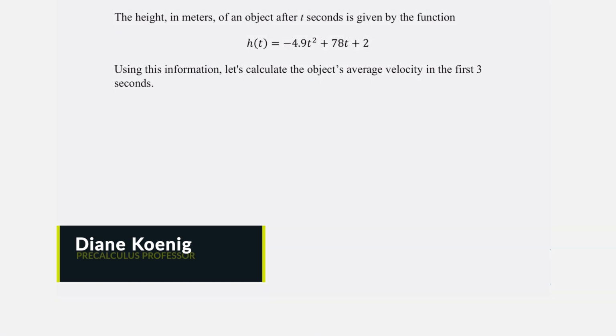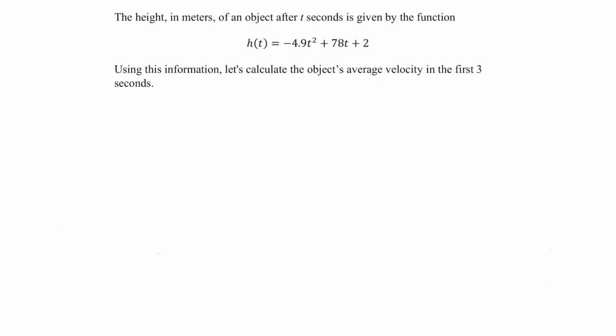Hi, and welcome. What we're going to do is look at finding the average velocity. Here we have a function that gives the height in meters of an object after t seconds, and we want to use the information to calculate the object's average velocity in the first 3 seconds. So let's first write down our height function.